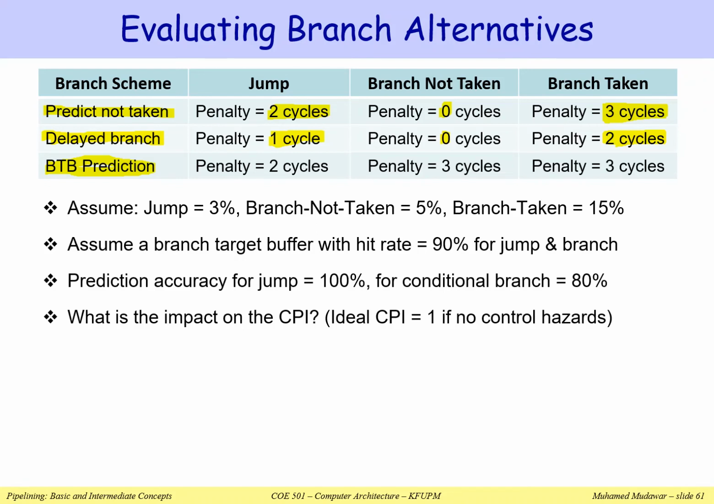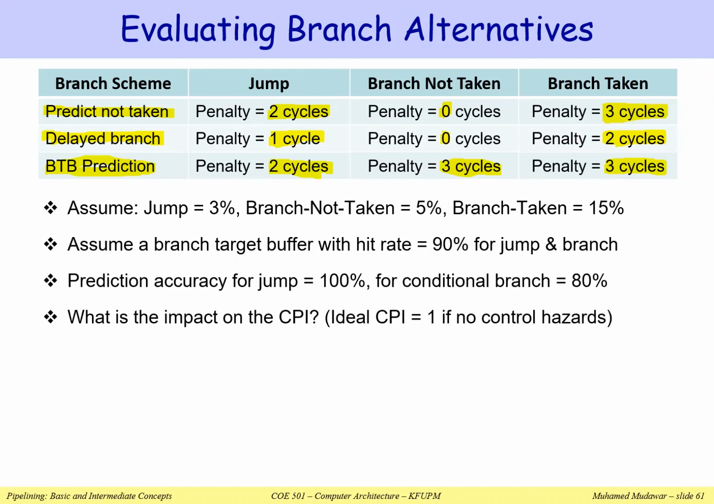Now the last scheme here is dynamic branch prediction. In the case of dynamic branch prediction, we have a penalty only when we have a misprediction. When we have a misprediction, the penalty is the same: 2 cycles for a jump, and 3 cycles for a branch, whether the branch is taken or not taken. In both cases, if we have a misprediction, the penalty is equal to 3 cycles. Now, in order to solve this problem, I need to know the frequency of the instructions in the program.